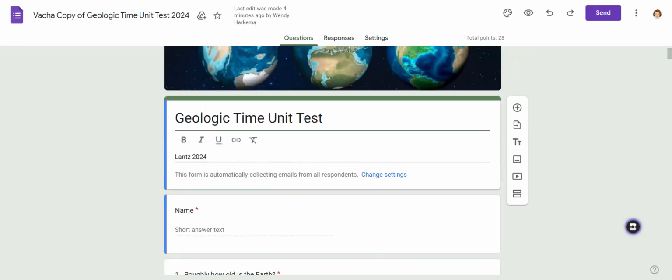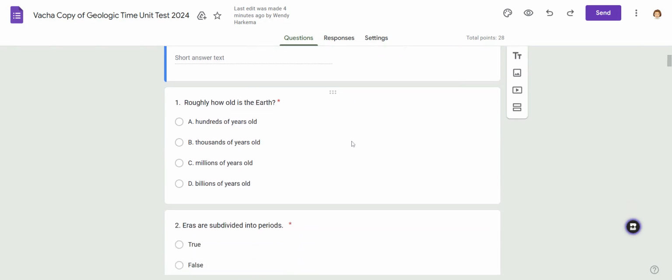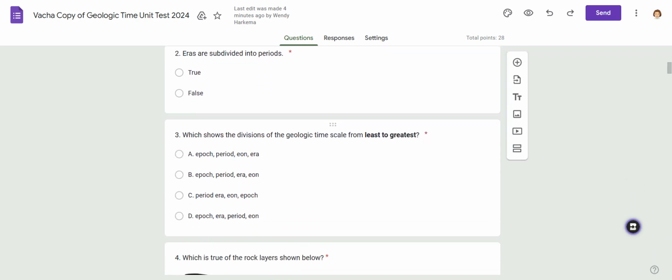This is the geologic time unit test. Number 1, roughly how old is the Earth? A, hundreds of years old, B, thousands of years old, C, millions of years old, D, billions of years old. Number 2, eras are subdivided into periods, true or false?